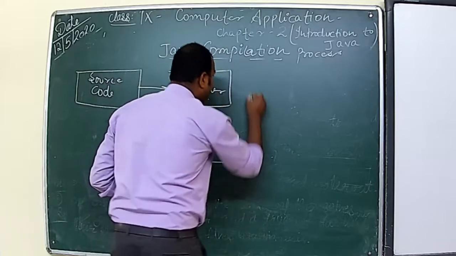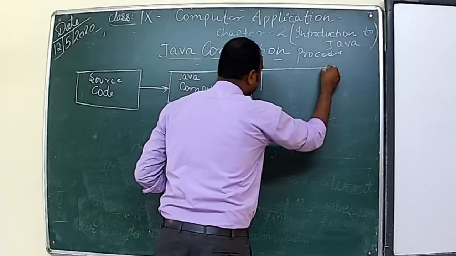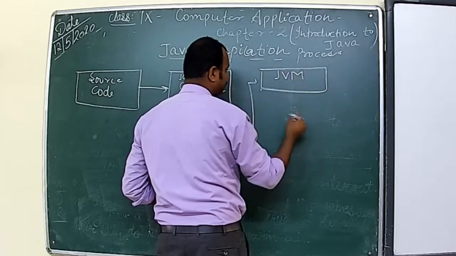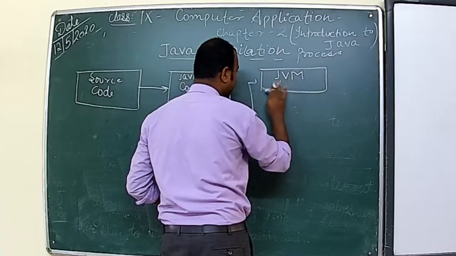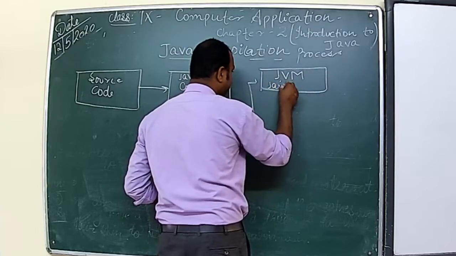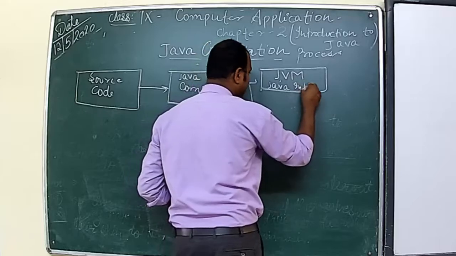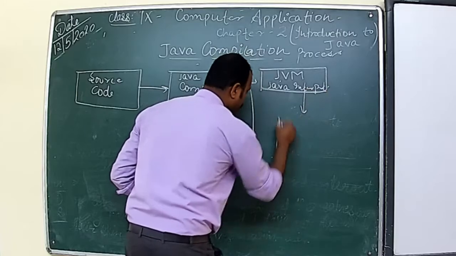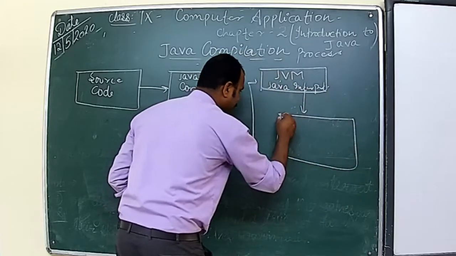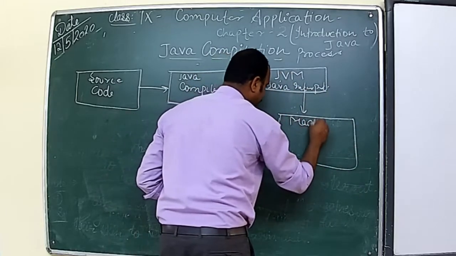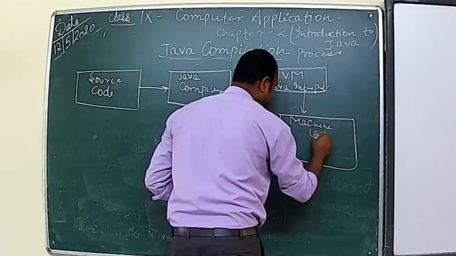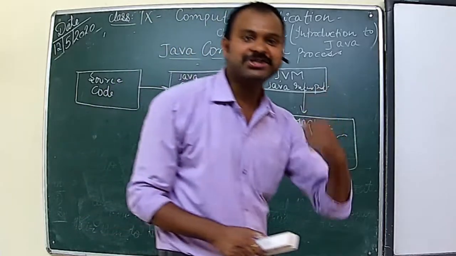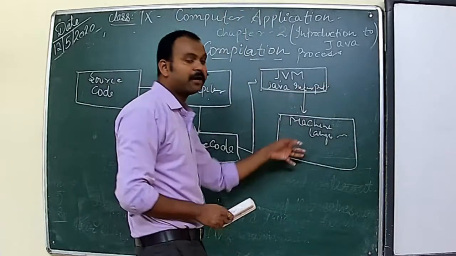Now this bytecode can be converted by the JVM, which is also known as the Java Interpreter, and it will convert it into the machine language, the underlying machine language, so that your machine will understand and execute it and provide you the results.